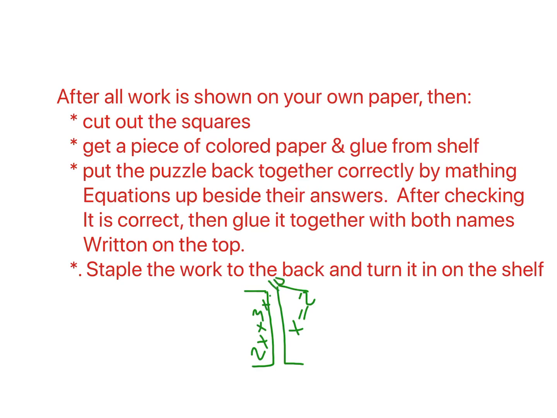I'm just making something up, but that would be the equation and that would be the answer, and you would put those pieces so that they're touching, and then you would continue putting more and more squares and building it until it again looks like a 3x4 square or rectangle. Okay? Once you double check that all of your equations match up with their correct answers, then you want to glue it down. Make sure both names are at the top of the paper.